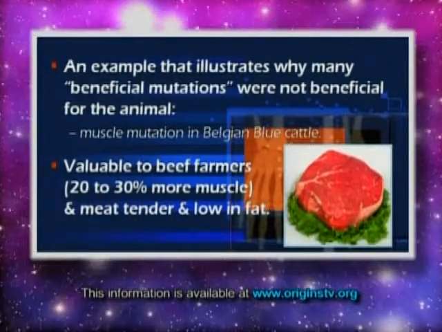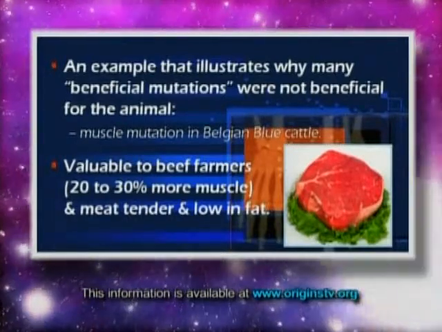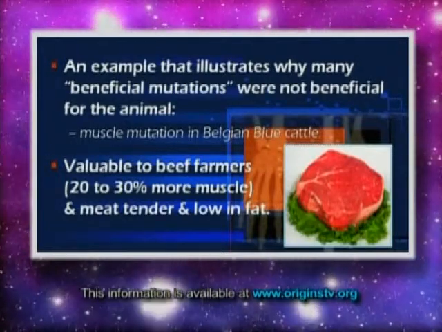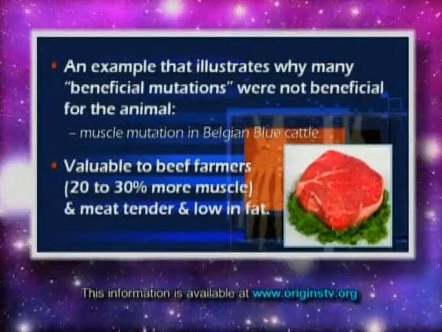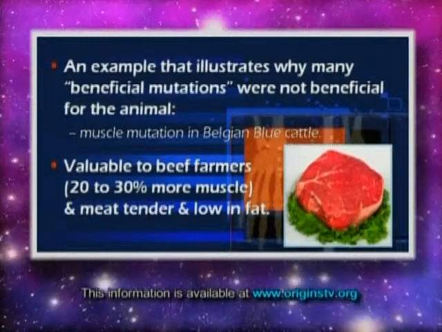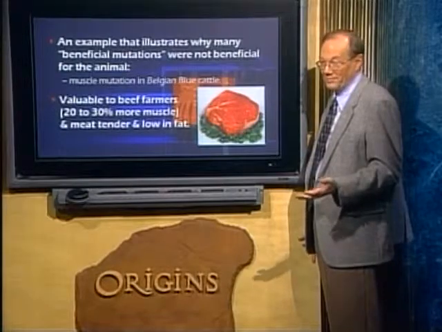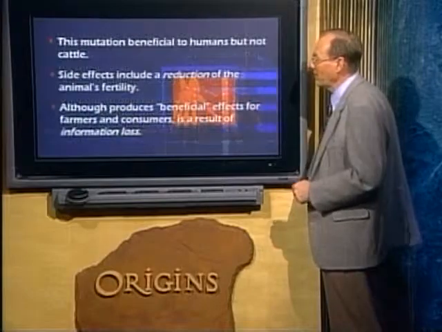produces beef which is more valuable to farmers because they end up with more muscle, they end up with more meat, they end up with more profit. So it's clearly beneficial to the farmer, and they're also low in fat. So it's tender, it's low in fat, so it's ideal for the farmer. So even when we're talking about mutations being beneficial, it depends on what point of view you're looking at. Right, if we're the cattle in this case, or you're the farmer.